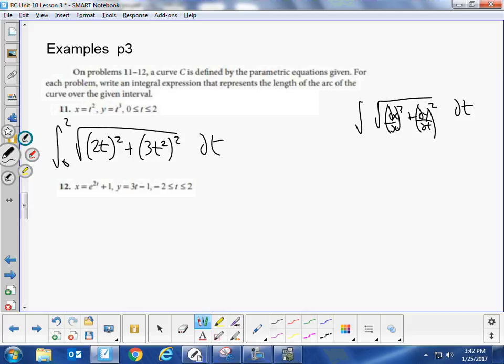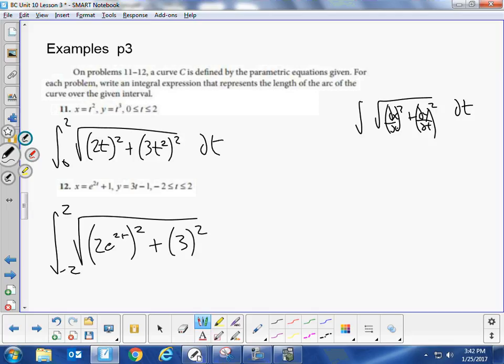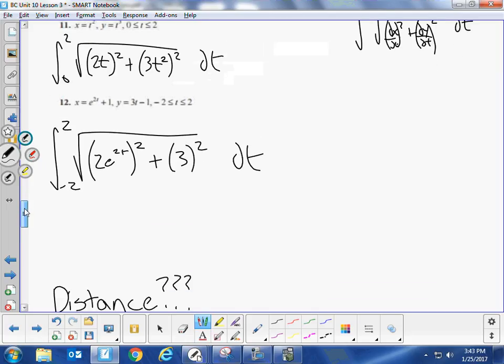You've got to know how to take the derivatives. For 12, from negative 2 to 2, nothing fancy. Don't change anything up. Square root of dx dt squared, 2e to the 2t squared, plus dy dt squared, 3 squared, dt. And you can plug that in your calculator. Probably the hardest part of these problems is plugging into your calculator, because sometimes you'll have parentheses inside of parentheses inside of parentheses. So just be careful.